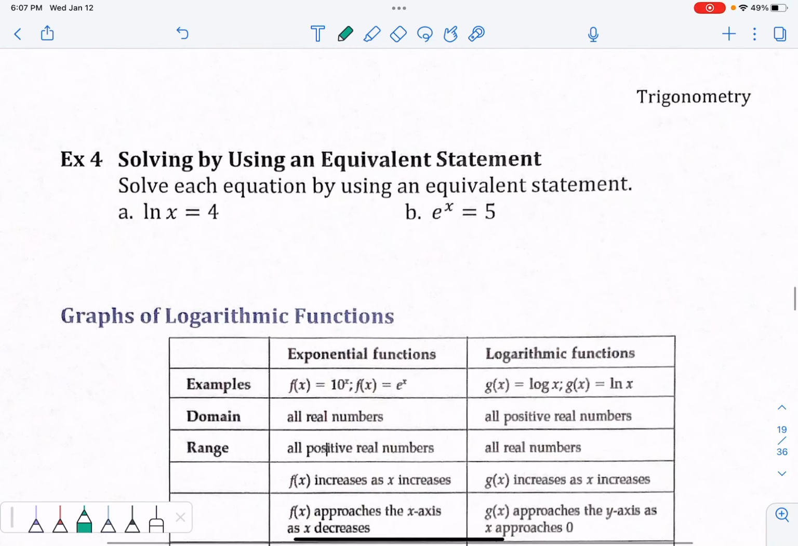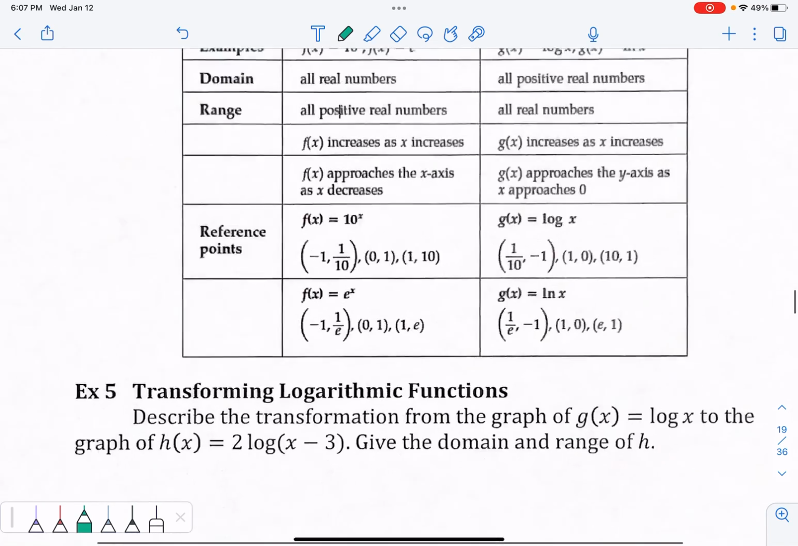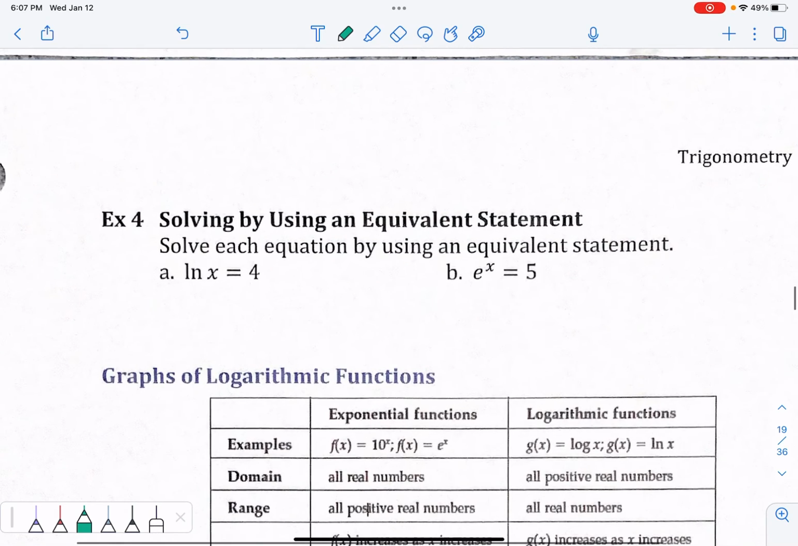Okay, all right, example 4, I think maybe this is the last one that we did. So example 4, solve each equation by using an equivalent statement, okay? So that just means switch it to the other form. So part A is in log form right now. They want us to make it an exponential function, okay?